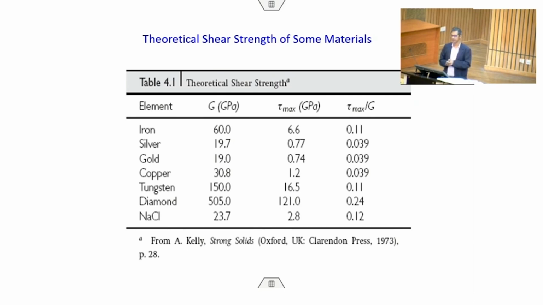And if you look at tau max by G, it is pretty high; in the case of diamond it is 24%. That is impossible to get in real lab materials, because real materials have a lot of defects inside, and these defects make the material flow at much lower stress and fail at a much lower stress as well. That is what it is.